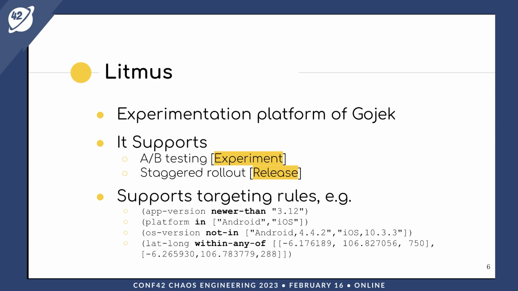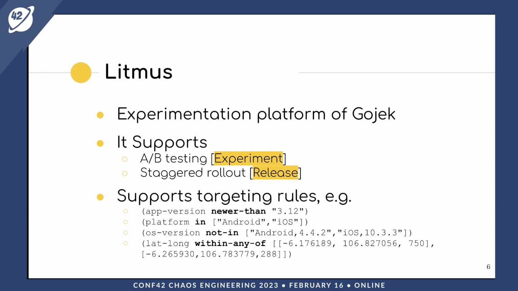This actually has two core features. One is A/B testing, which we call experiment, where you come and define your experiment with two or more variants, and you can do the A/B testing. Second one is a staggered rollout, right? Once you have the result of your experiment, you can promote your winning variant to a release, like rolling that out to all the users in a staggered way. So that is called release. These are the two features currently supported by Litmus.